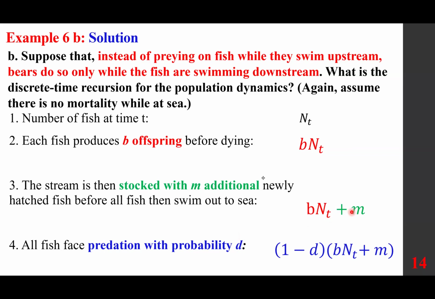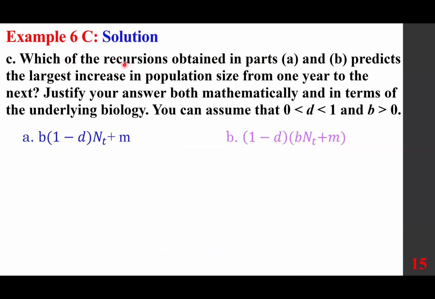Again, you have all of these. The questions are given to you. We're just looking at the solution. Which of the recursions obtained in parts A and B predicts the largest increase in population size from one year to the next? Justify your answer both mathematically and in terms of underlying biology. You can assume D is between 0 and 1, B is positive. Obviously, B is positive because B is the number of offspring. And D can be equal to 0 or 1 statistically, okay? But the reason it's between 0 and 1 is because of the situation in this case.